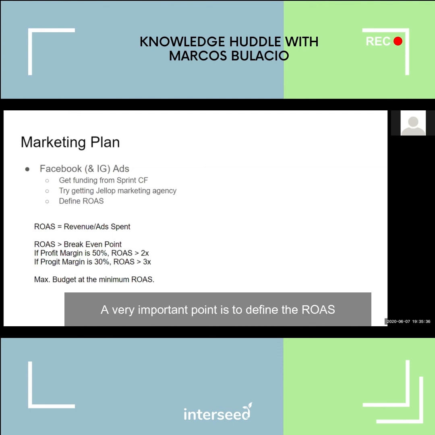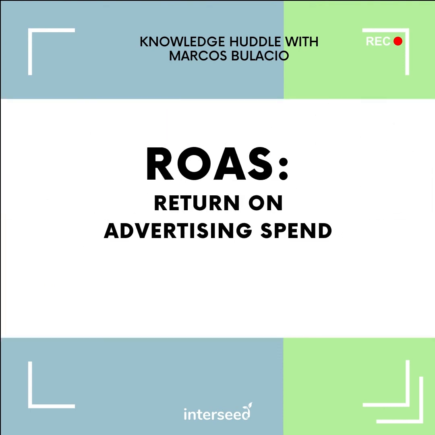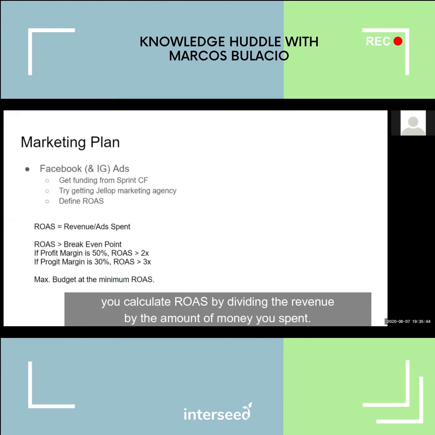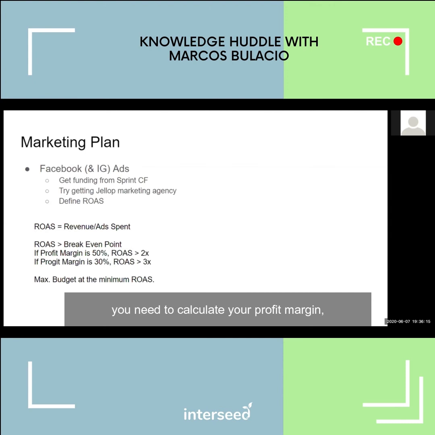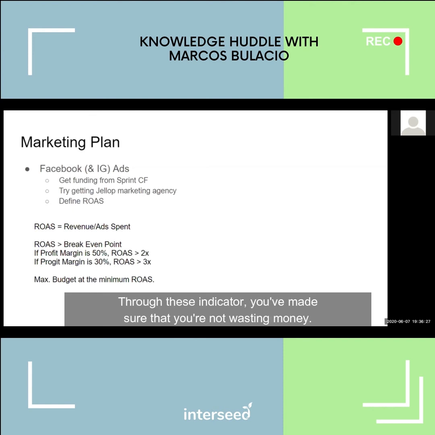Then a very important point is to define the ROAS. The ROAS is the return on ads spent. You calculate ROAS by dividing the revenue by the amount of money you spend. So the ROAS has always to be bigger than the break-even point. You need to calculate your profit margin. And let's say if your profit margin is 50%, then the ROAS always has to be bigger than 2x. If profit margin is 30%, then the ROAS has to be bigger than 3x. Through this indicator, you make sure that you're not wasting money.